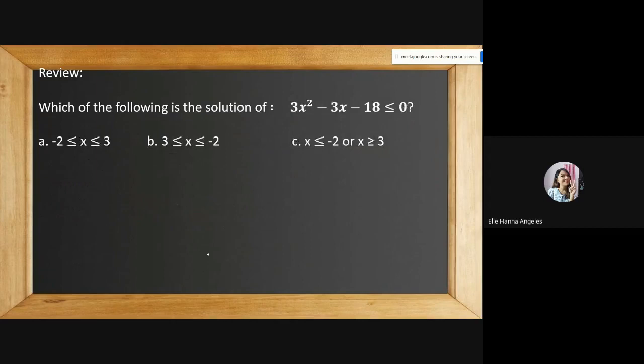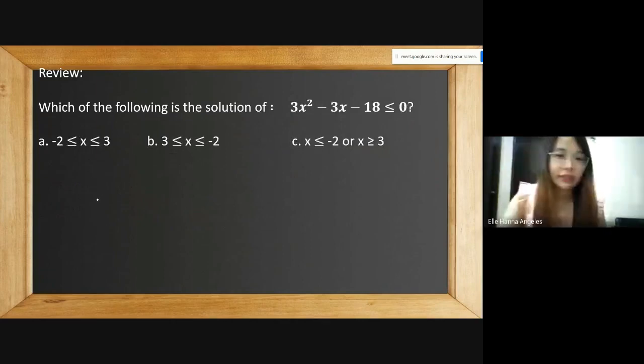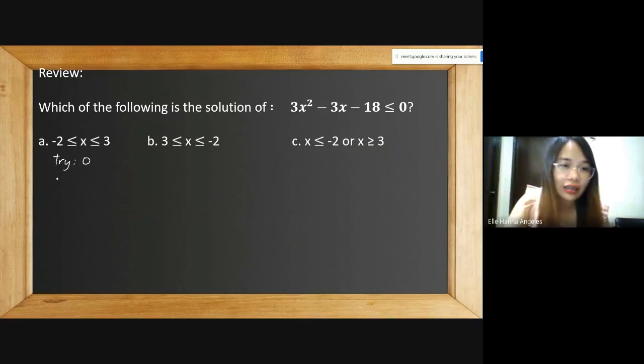Another example, 3x squared minus 3x minus 18 is less than or equal to 0. So this is a different kind of solution set. You will think of a number that is true to that particular solution set. So let's try letter A. Negative 2 less than or equal to x less than or equal to 3. So yung pagitan daw na negative 2 and 3. So pwede natin i-try yung 0.